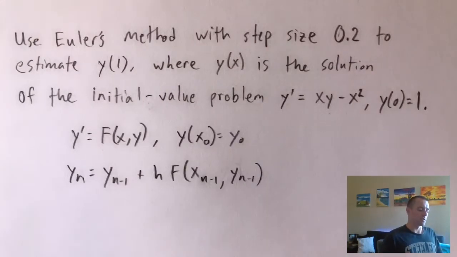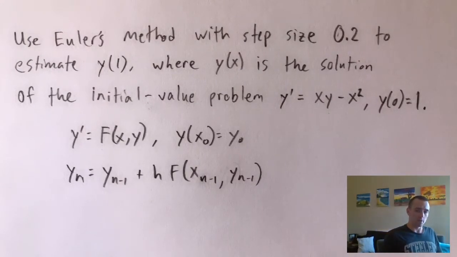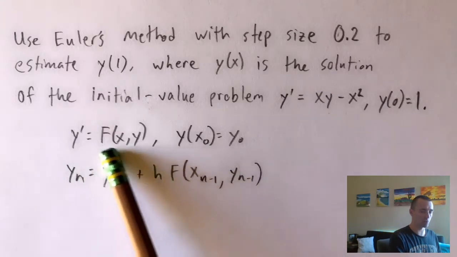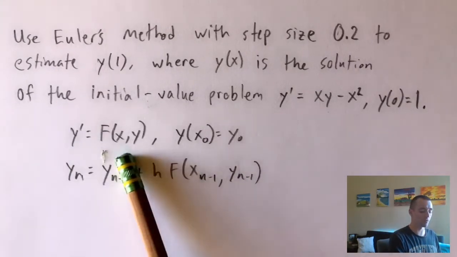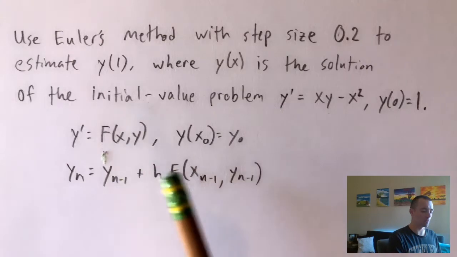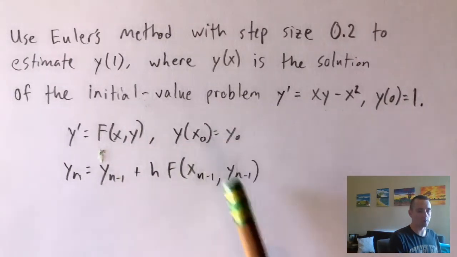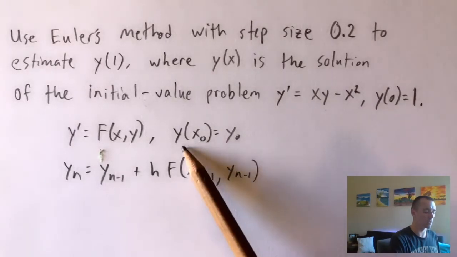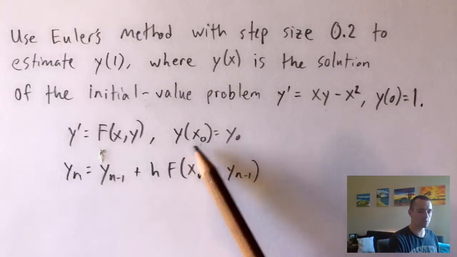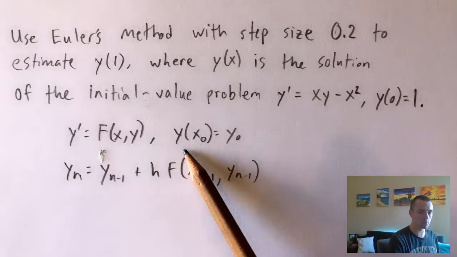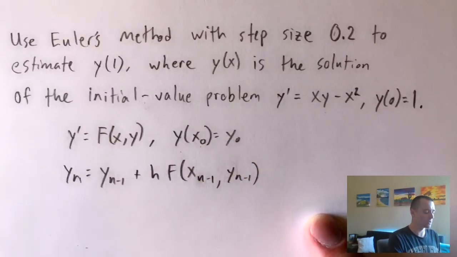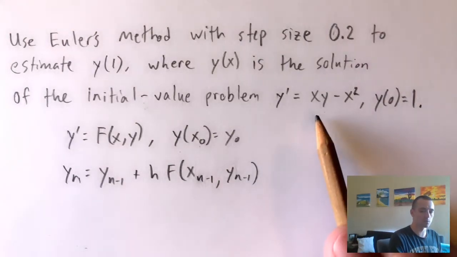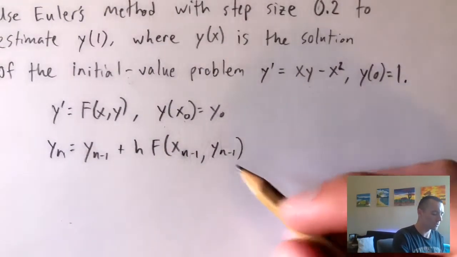So this is just the information that we would need to be given, essentially. Basically we know that we have some initial value problem where y prime equals some function of x and y, and then we have the initial point that this goes through. So if we plug x0 into our solution to the initial value problem, we would get out y0. In this case, we were given the equation y prime equals xy minus x squared.